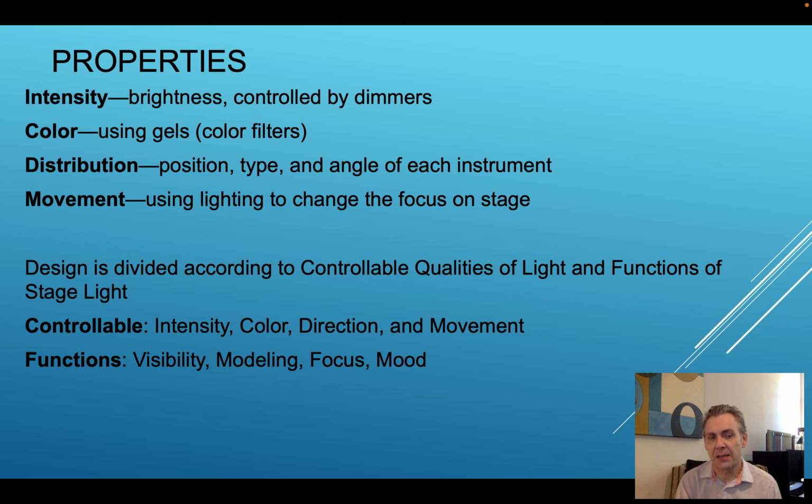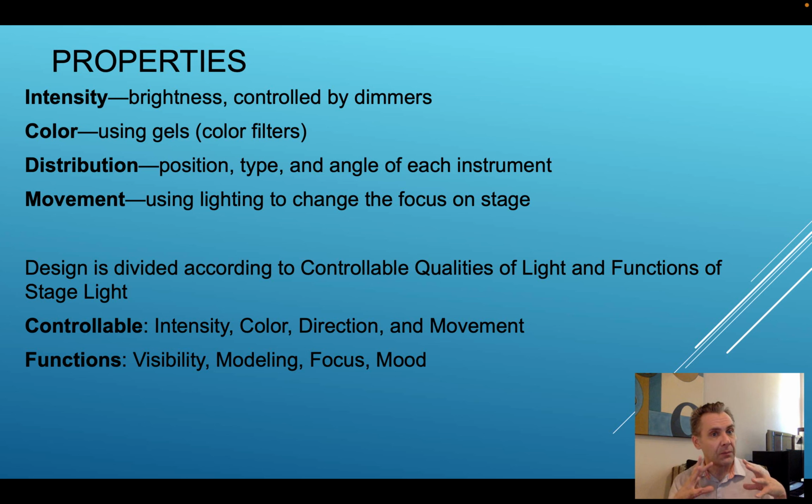Lighting design, unlike scenic and costume design, is divided according to controllable qualities of light and functions of stage light. So, what is the designer able to control? They're able to control intensity, color, direction, and movement. Direction and distribution. What are the functions then of the light? The function is visibility, modeling, focus, and mood.